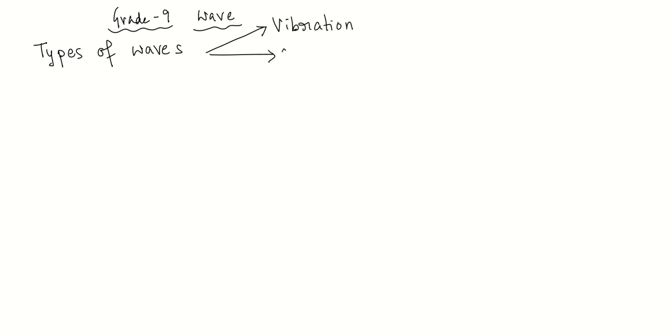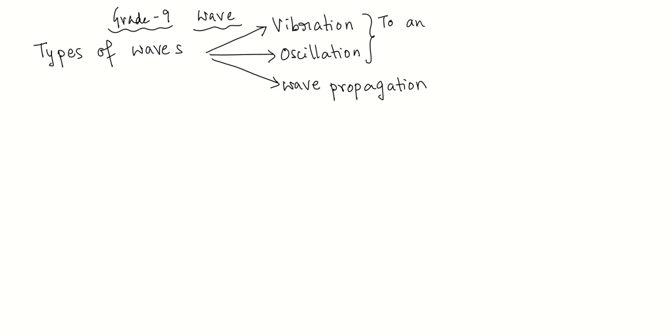known as oscillation, and known as wave propagation. Okay, so let us understand first what exactly is a vibration or an oscillation. So basically these are nothing but to and fro motion.